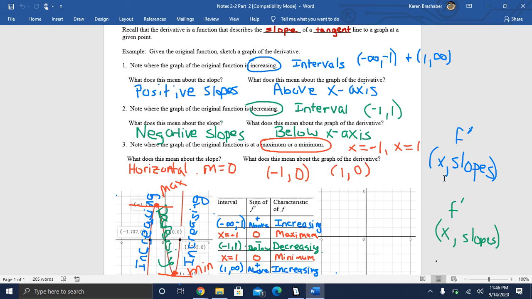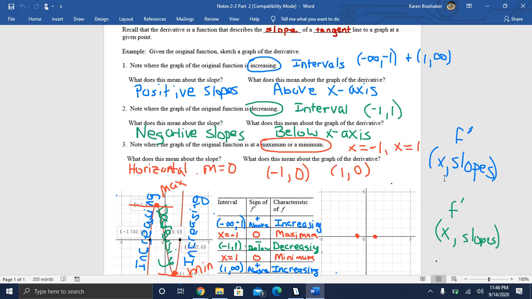One of them is when x is -1, the y value, which is the slope of the tangent line, is a 0. So we have the ordered pair -1, 0. And when x is +1, we know that the slope of the tangent line, which is the derivative, is equal to 0 because we had a horizontal tangent. So we know those two ordered pairs. And then for the rest of the graph, I'll just use black for this.